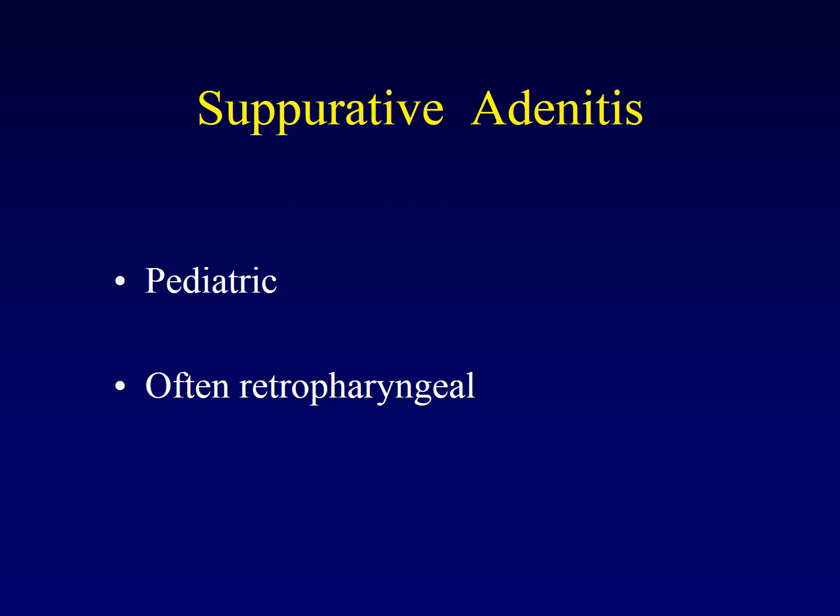Earlier, we referred to suppurative adenitis as a potential source of infection, but it's also a potential complication of infection. This occurs almost exclusively in the pediatric age group. The retropharyngeal nodes are the most frequently involved nodes, and this is when an abscess forms within an overwhelmed lymph node.